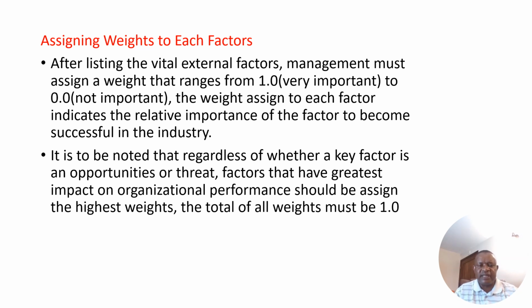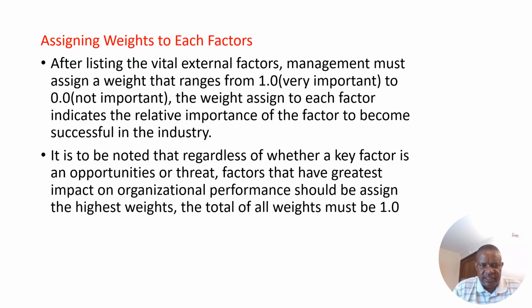Assigning weights to each factor. We looked also at this briefly in the other lesson. We are just trying to refresh our mind and go deeper into this external factor evaluation matrix. After listing the vital external factors, management must assign a weight that ranges from 1.0, very important, to 0.0, not important. The weight assigned to each factor indicates the relative importance of the factor to become successful in the industry.